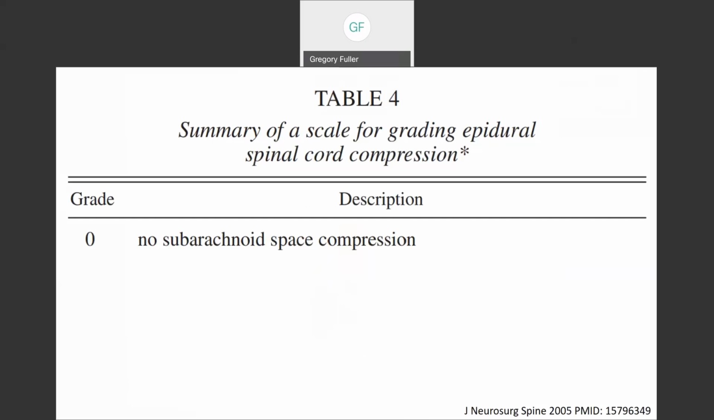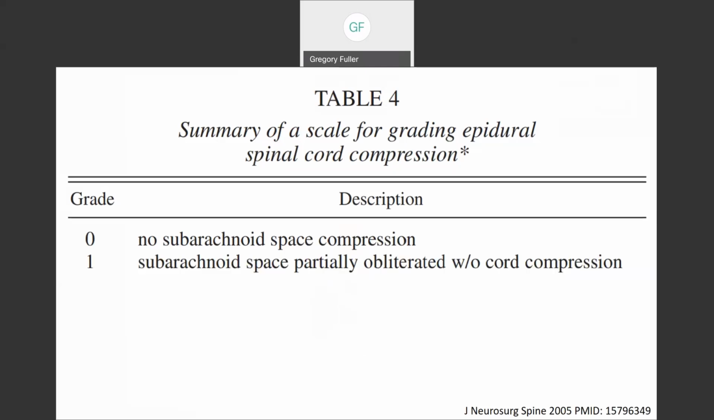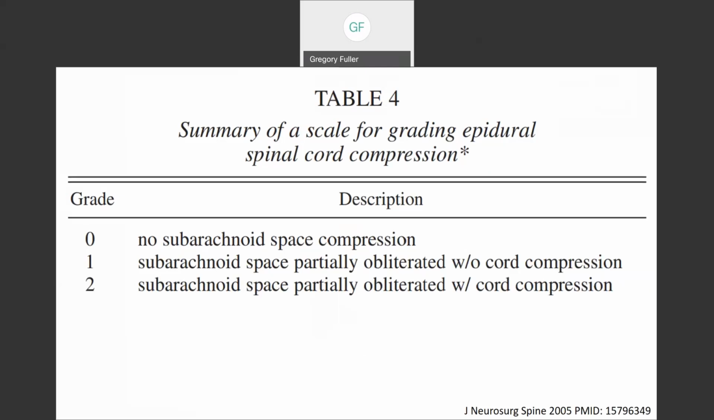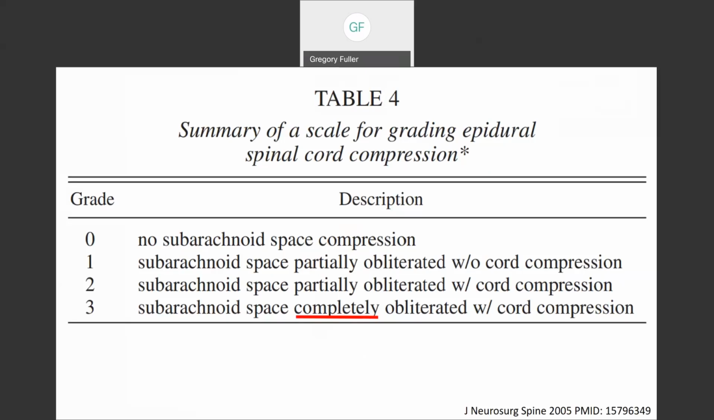Here's the grade. Grade 0: there is a tumor epidural, but there's no subarachnoid space compression. Grade 1: the subarachnoid space is partially obliterated, but no pressure on the cord yet. You would see the T2 hyperintensity signal partially around. Grade 2: with cord compression. And then grade 3: complete obliteration of the subarachnoid space with cord compression. That is what we have in this case. This is a Bilsky 3, and there it is.